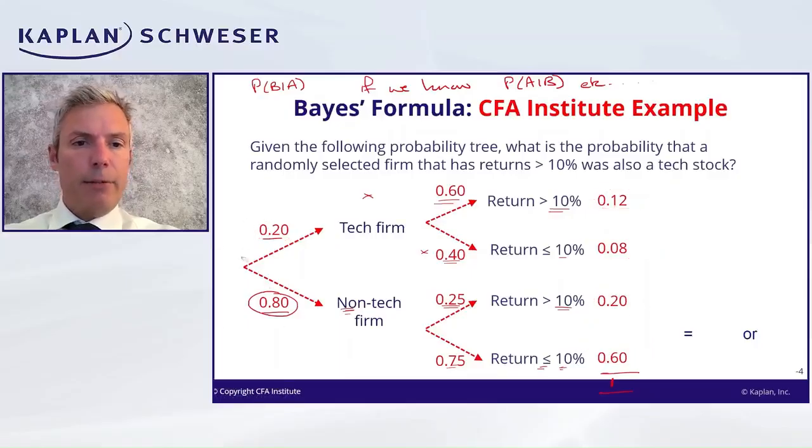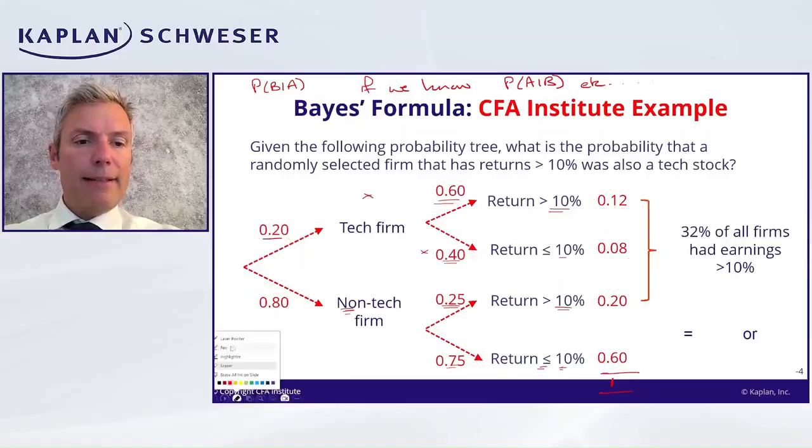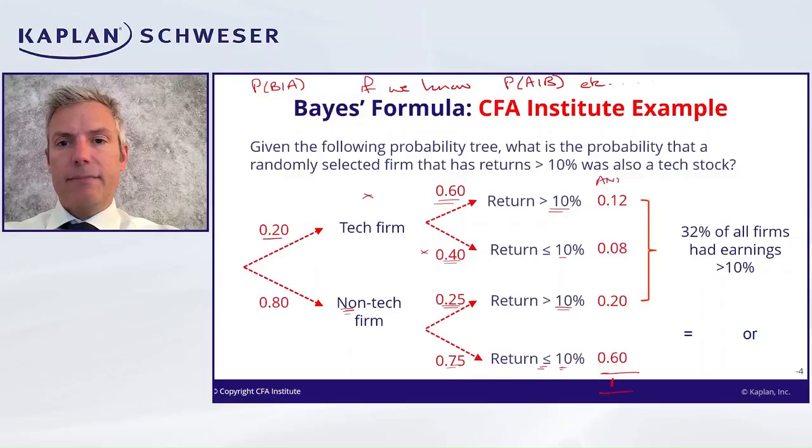Let's make this a bit less messy. Now you've got your ands. These are your joint probabilities. What you can see is that 32% of all firms had returns greater than 10%. This could, of course, be return. That should, of course, be returns. When I say earnings here, they mean returns. So in terms of how we got that, if we're looking for returns being greater than 10%, we can say that there are these ones here, which are tech firms, but only 12% of the world makes up these firms.